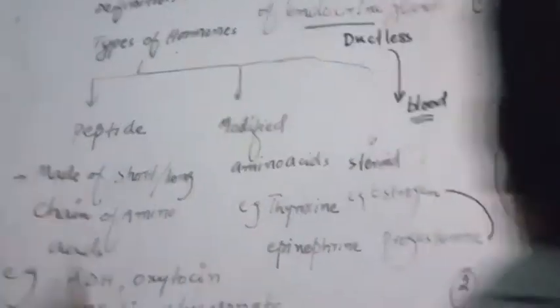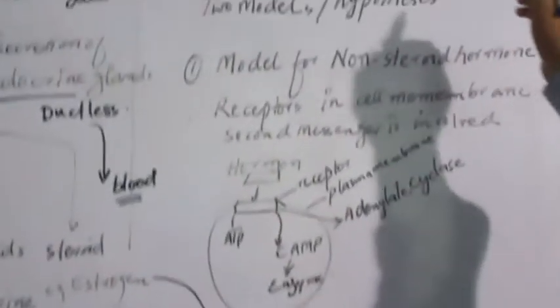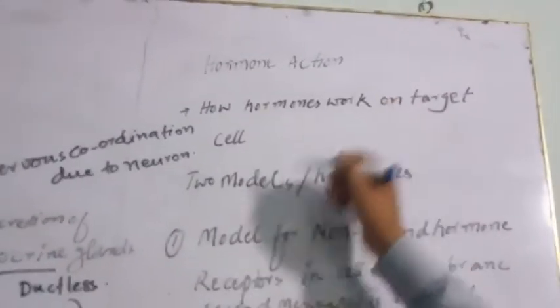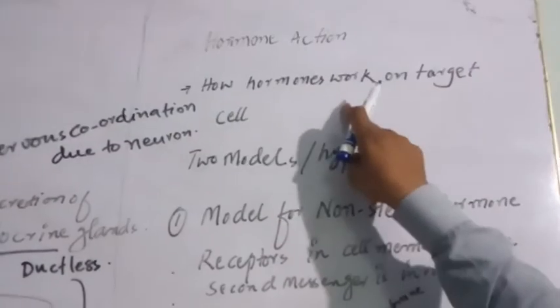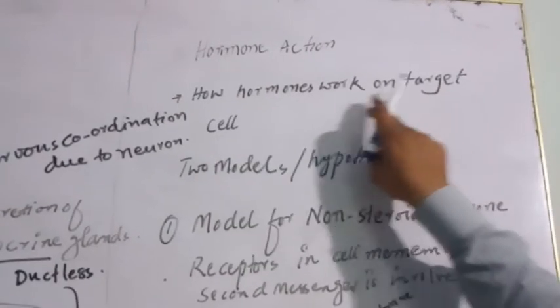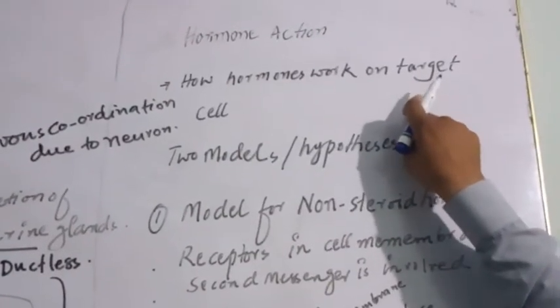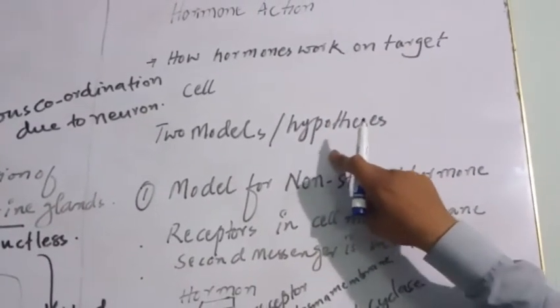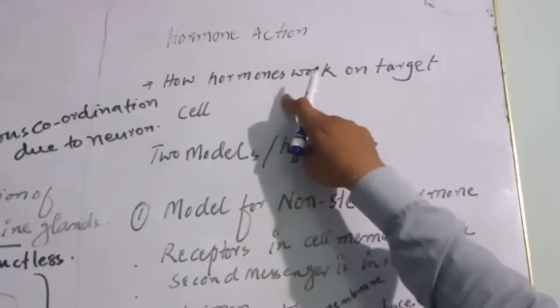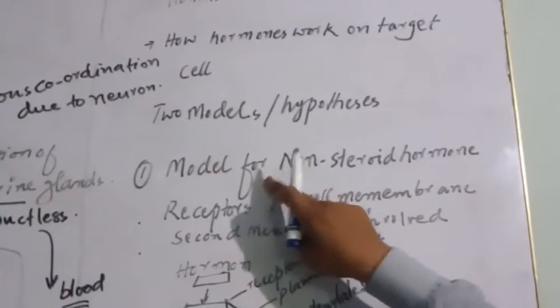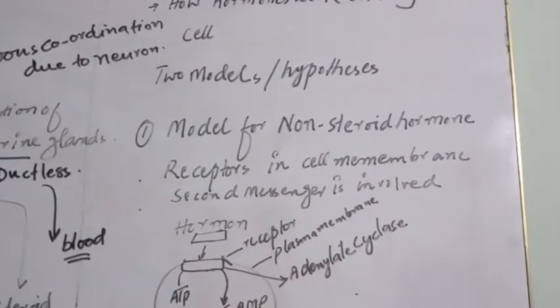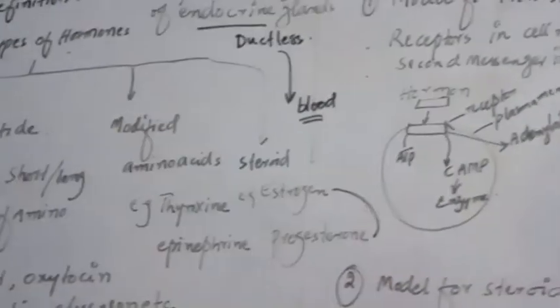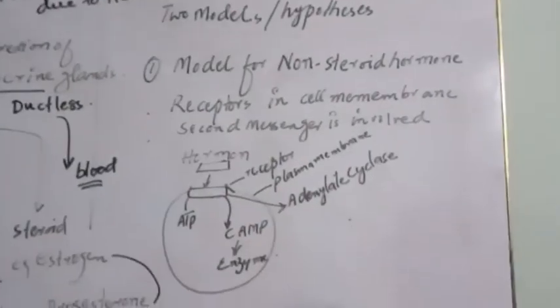Now, the action of hormones, how hormones work. How does this type of secretion work on target cells? There are two models, two hypotheses, for the mode of action of hormones. One model is for non-steroid hormones, that is, for peptide or modified amino acid hormones, and the other model is for steroid hormones.